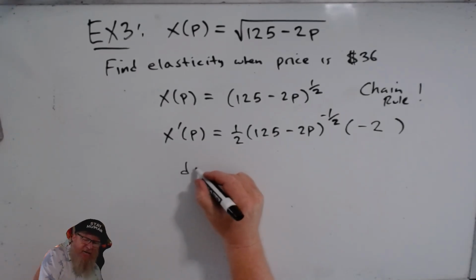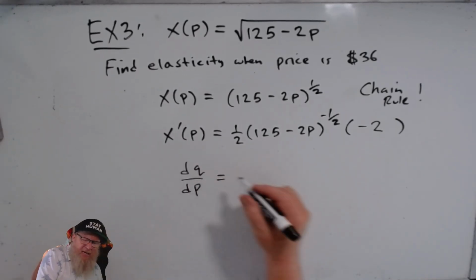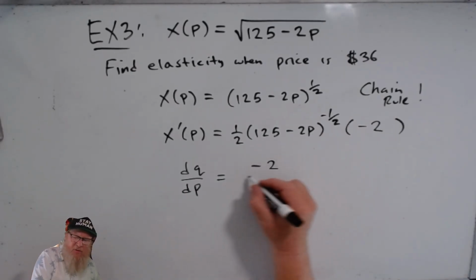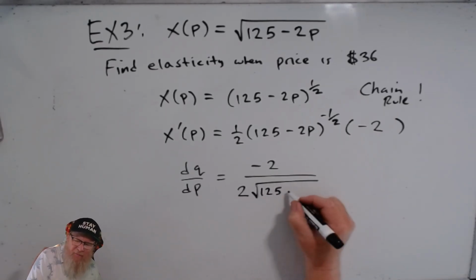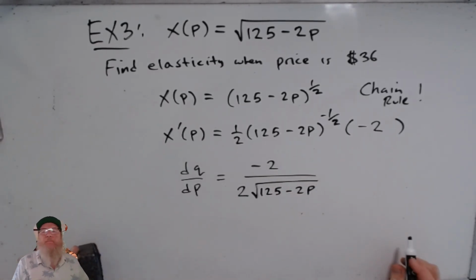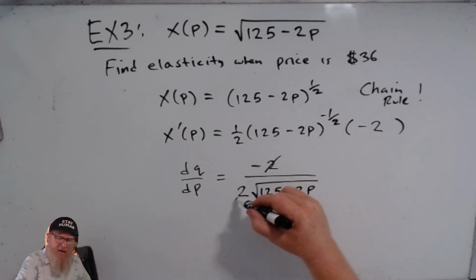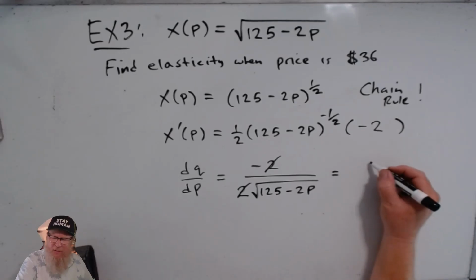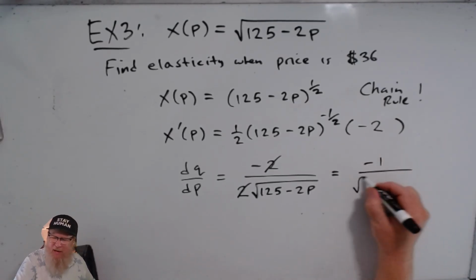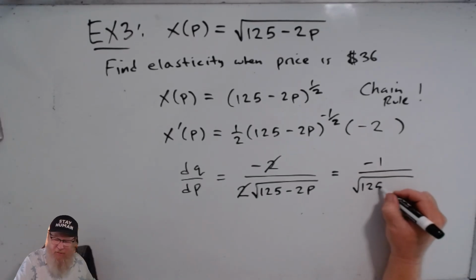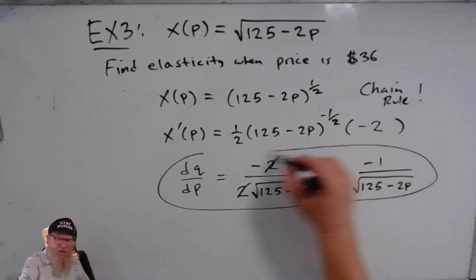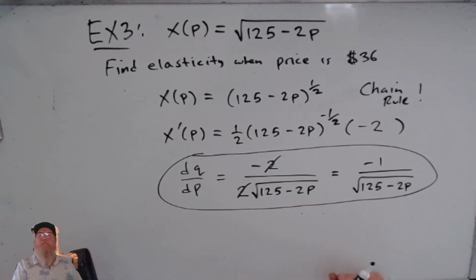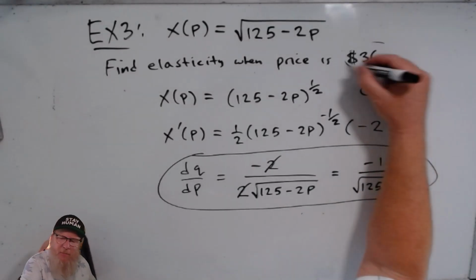So your dq/dp is -2 over 2 times the square root of 125 minus 2p. And you can divide the 2's out, or also known as canceling, and you get -1 over the square root of 125 minus 2p. So that's your dq/dp. And then this is your p.